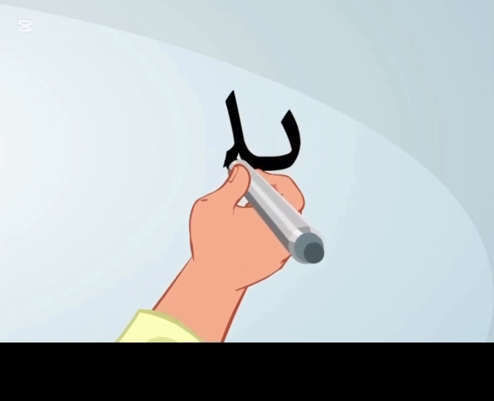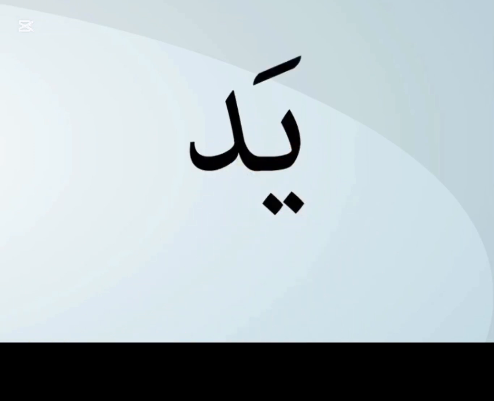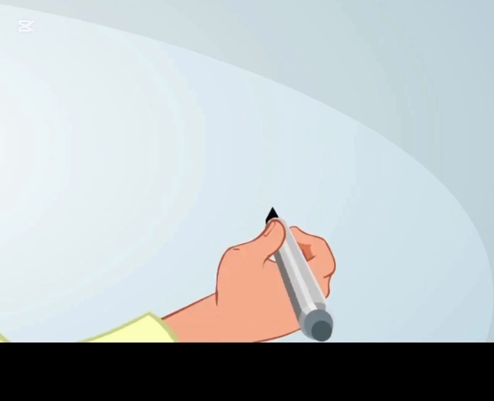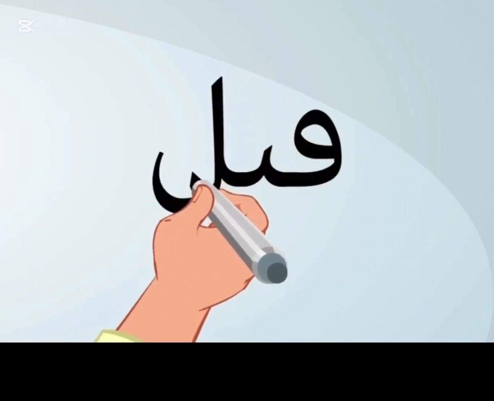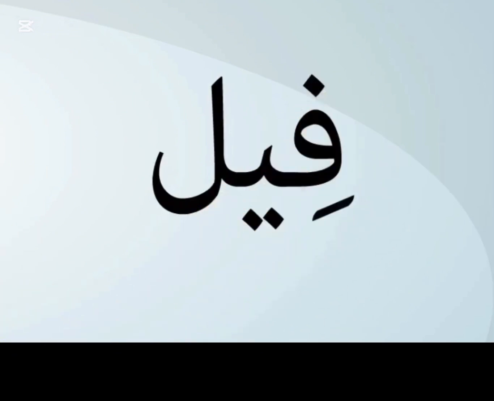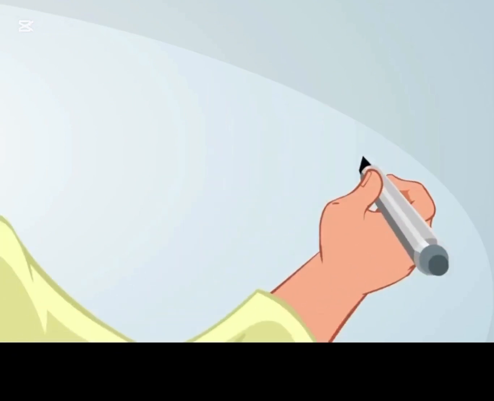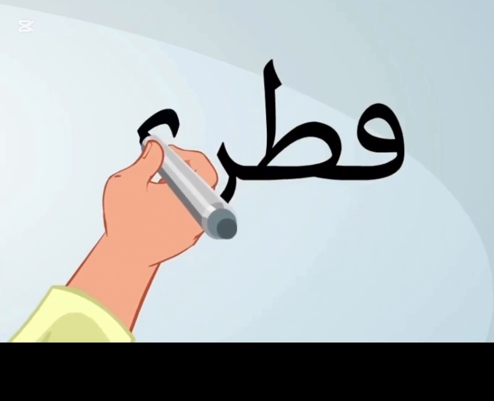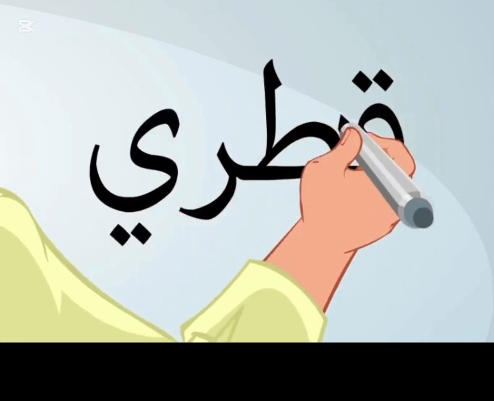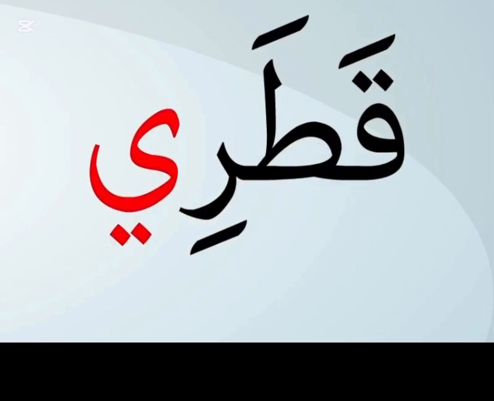This is how we write ya at the beginning of the word, like this example. Yad, which means hand. This is how we write ya at the middle of the word, like this example. Feel, which means elephant. And this is how we write ya at the end of the word, like this example. Qatari, which means a male from Qatar.